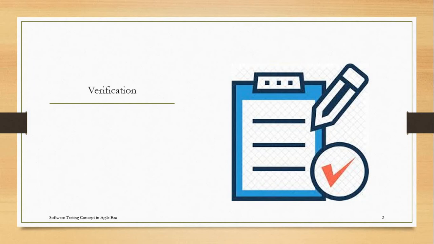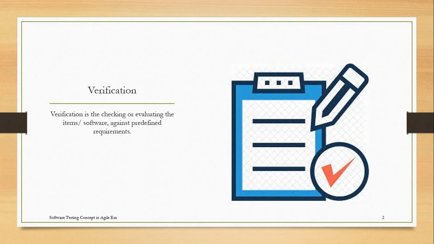So, verification. As you can see in the image, this is a kind of checklist where you verify whether your requirement is being met or not while checking it, right? So let's see the definition of verification. The definition is: verification is the checklist or evaluating the items or software against predefined requirements.